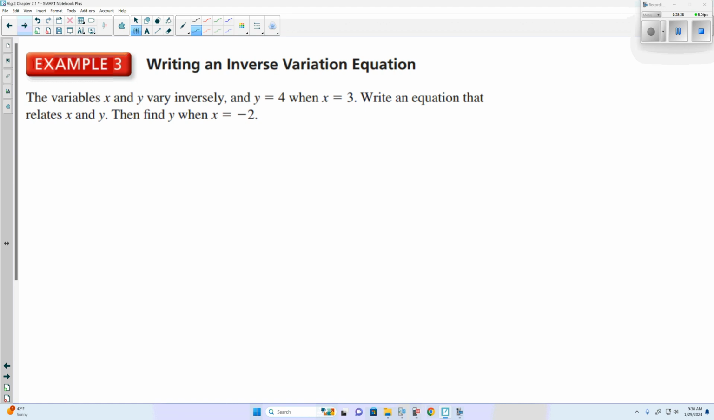This is the last part of the lesson. The variables x and y vary inversely. And when y is 4, x is 3. Write an equation that relates x and y. Then find y when x is negative 2. So one of the first things we're asked, because this is asking for 2 things, is to find the equation, y equals a over x. We want to find the value of a that makes this true. Then we want to find the y value when x is negative 2.